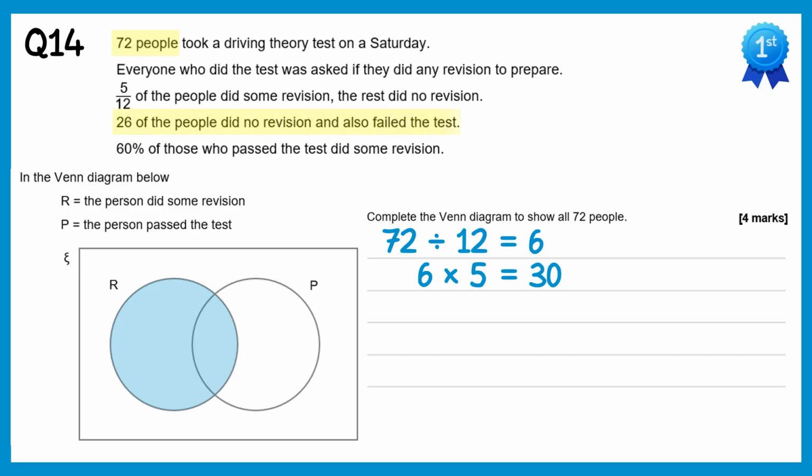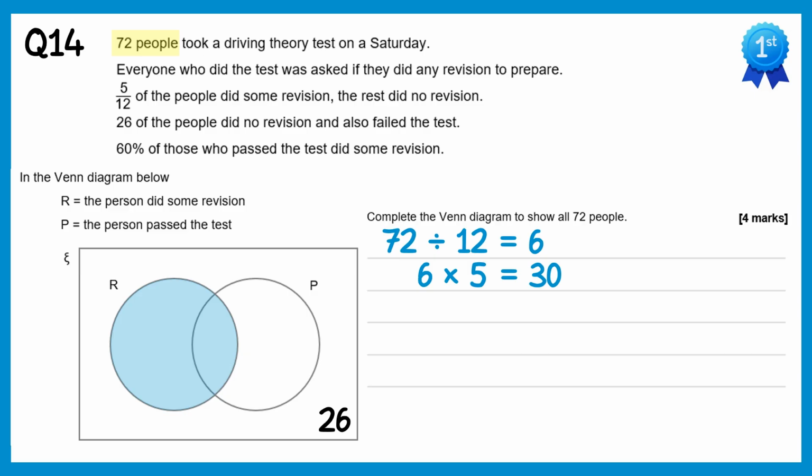It says 26 of the people did no revision and also failed the test. Now if they did no revision, they're not in the revision circle, and if they didn't pass the test, they failed it, they're not in the pass circle either, in which case they must be outside of both of those circles. So there are 26 people down here.